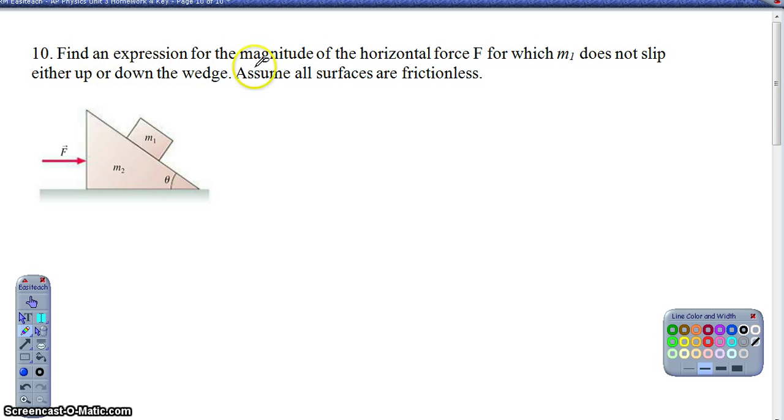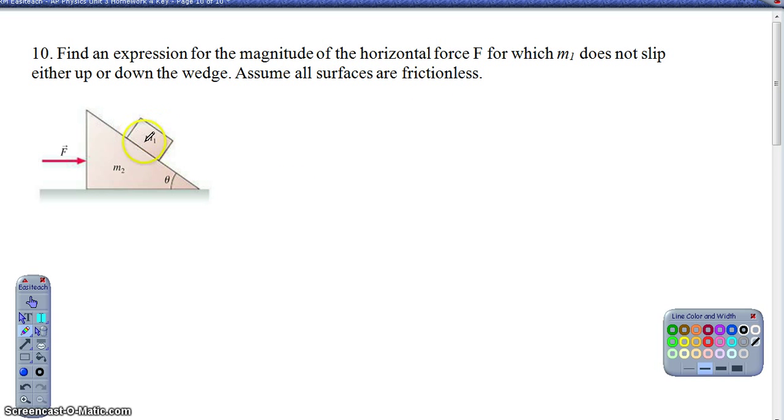But anyway, find an expression for the magnitude of the horizontal force. So I'm trying to find this force in terms of mass 1, mass 2, the angle, and gravity. So find an expression for that in terms of these other variables. We want that expression such that M1 does not slip either up or down the ramp. We will assume that all surfaces are frictionless.